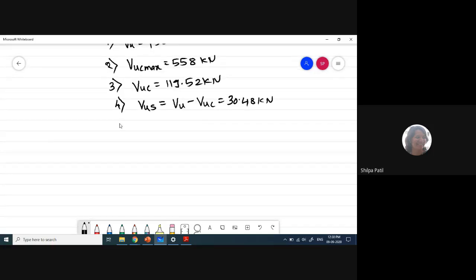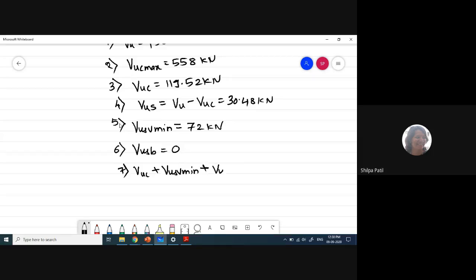Now fifth, VUSB minimum: 72. It will remain the same, correct. VUSB is 0, correct. Seventh, addition of all: VUC plus VUSB minimum plus VUSB. What is the value you are getting? It is the same one, 191.52 kilonewton. Now compare this value with your VU value.